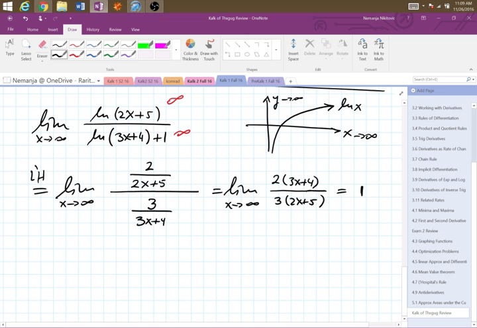Derivative of 1 is 0. So plus 0, right? So derivative of a constant is 0.